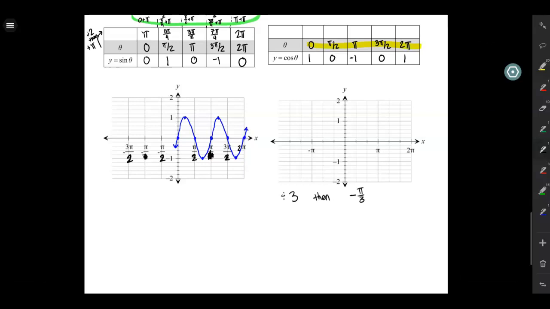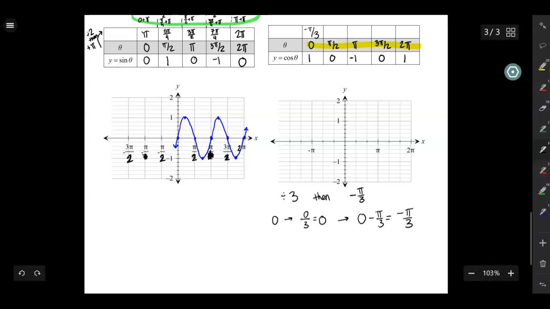So first, I'm going to take 0. I'm going to divide 0 by 3 to just get 0. Then I'm going to take 0 and subtract pi thirds, and I'm just going to get negative pi thirds. So that is my new x value in this first column. Okay, so that's the first one.